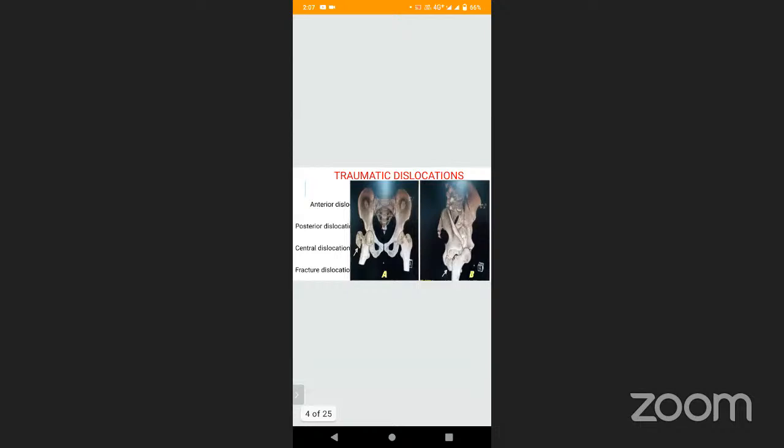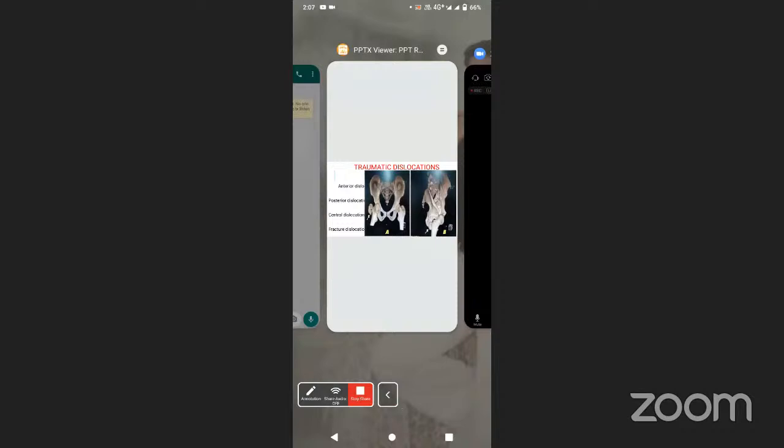So what are the types of dislocation? We describe dislocation with reference to the head of the femur. If the head of the femur dislocates anteriorly with respect to the pelvis, it is called anterior dislocation of the hip. If the head of the femur dislocates posteriorly with respect to the pelvis, it is called posterior dislocation. In central dislocation, as I have already mentioned, the acetabular floor is fractured and the head of the femur is driven into the pelvic cavity.